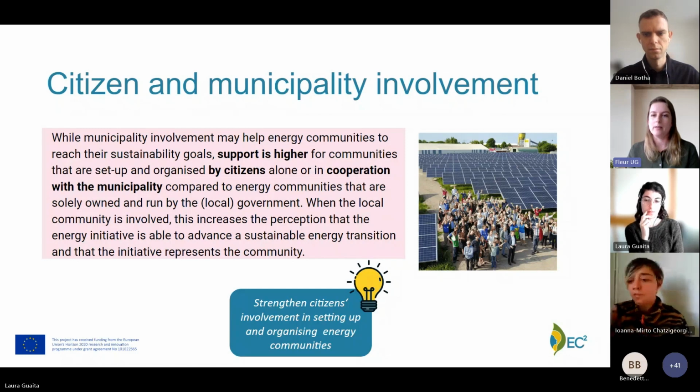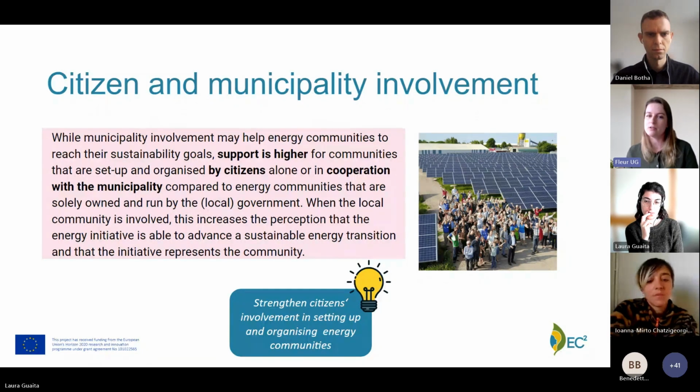So it seems crucial for citizens to become involved, to have some kind of influence on the energy community and be involved in the organization. And this mainly was the case because it increased the perception that the energy initiative is able to contribute to sustainable energy transition, and importantly, that the initiative also represents the local community. Next slide, please.